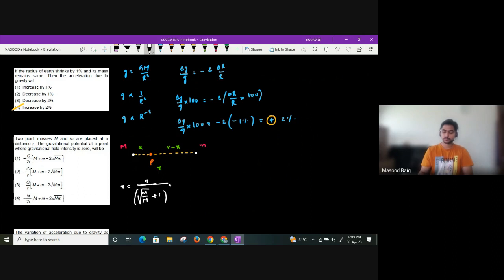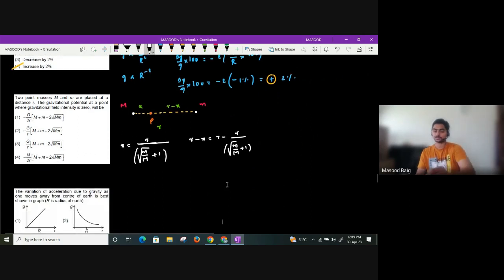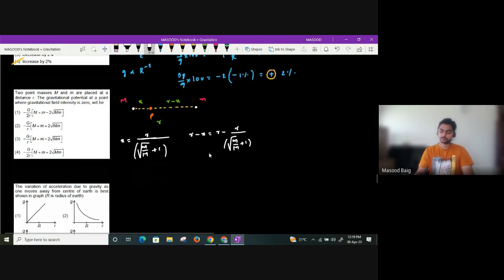Yes or no? So what will be r minus x now? If you do r minus x, I'll get r minus of r divided by root over small m by capital M plus 1. If I solve for this, guys, you will get the r minus x value as r divided by root over capital M by small m plus 1. They're asking potential at point P.